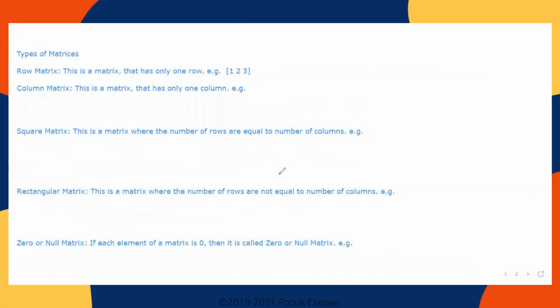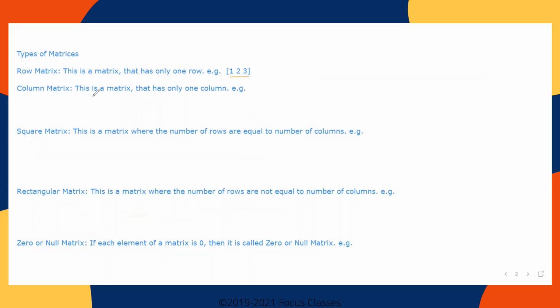Next one, we are going to discuss types of matrices. Okay, first one, row matrix. This is a matrix that has only one row. Only one row. Example here, 1, 2, 3.